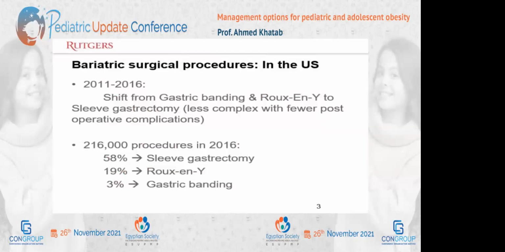Between 2011 and 2016, there has been a shift from gastric banding to Roux-en-Y to sleeve gastrectomy, the less complex procedure with fewer post-operative complications. About 216,000 procedures were performed in 2016 in the United States. Over half of those were sleeve gastrectomies compared to 19% Roux-en-Y procedures and 3% gastric banding procedures.